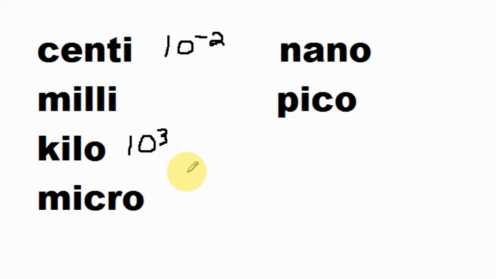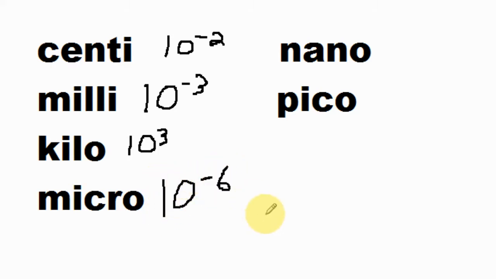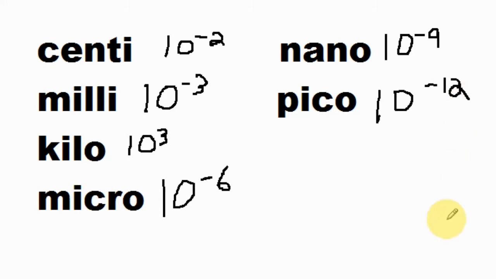Now, other scientific notations that are associated with these are milli, being 10 to the negative third, micro being 10 to the negative 6th, nano is 10 to the negative 9, and pico is 10 to the negative 12. These are all of the prefixes that we should know.